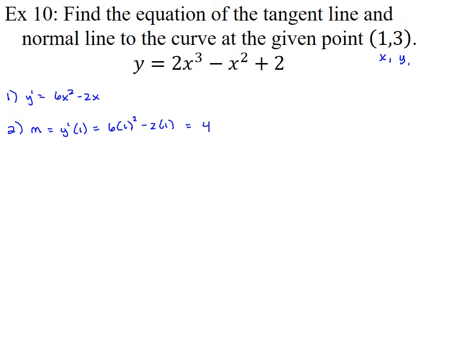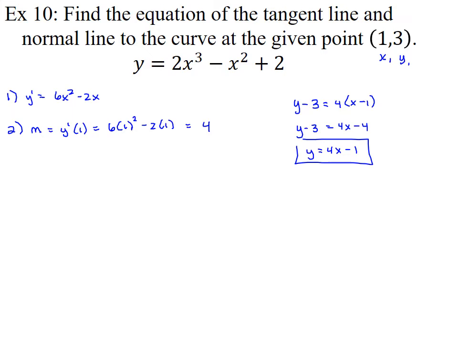Once you get the slope and once you have the point, which I gave to you already, you can write the equation of your line. It is y minus 3 equals 4 times x minus 1, which is y minus 3 equals 4x minus 4. So y is 4x minus 1. That is the equation of your tangent line. A lot quicker and a lot more straightforward than what it was in the last sections.